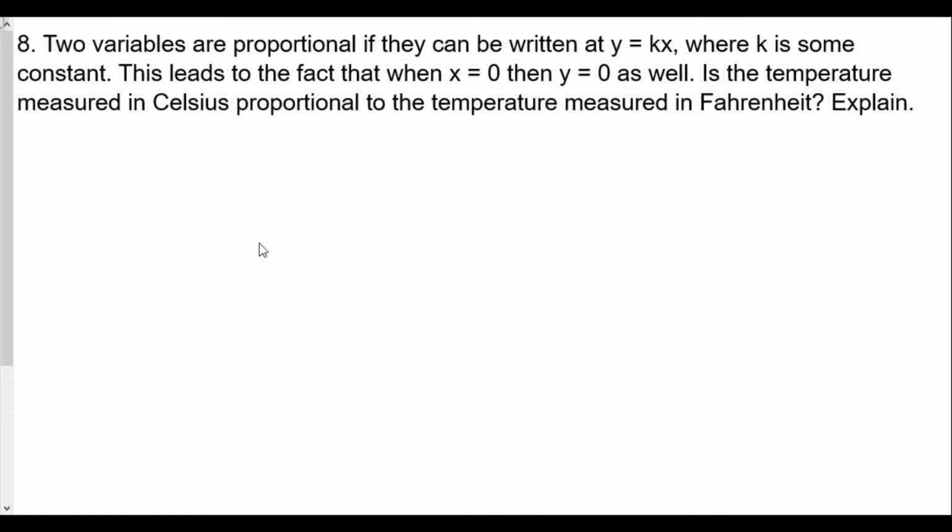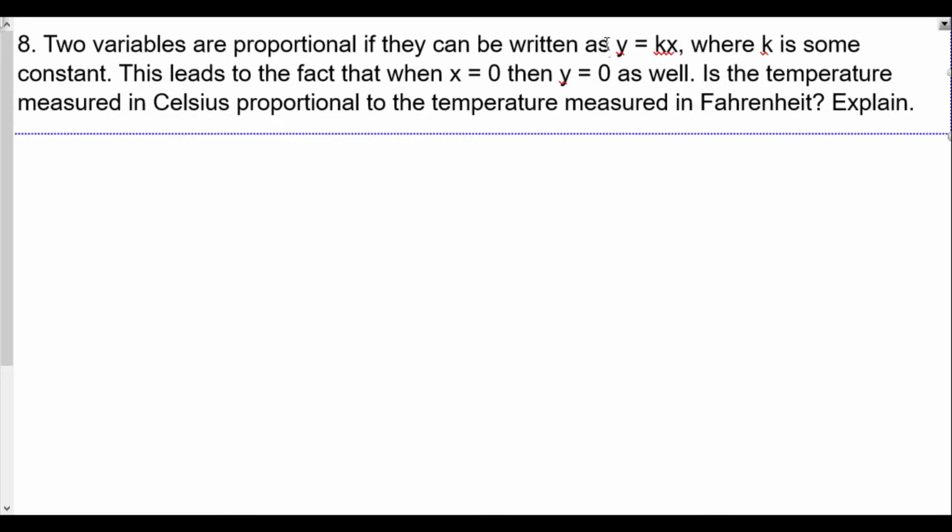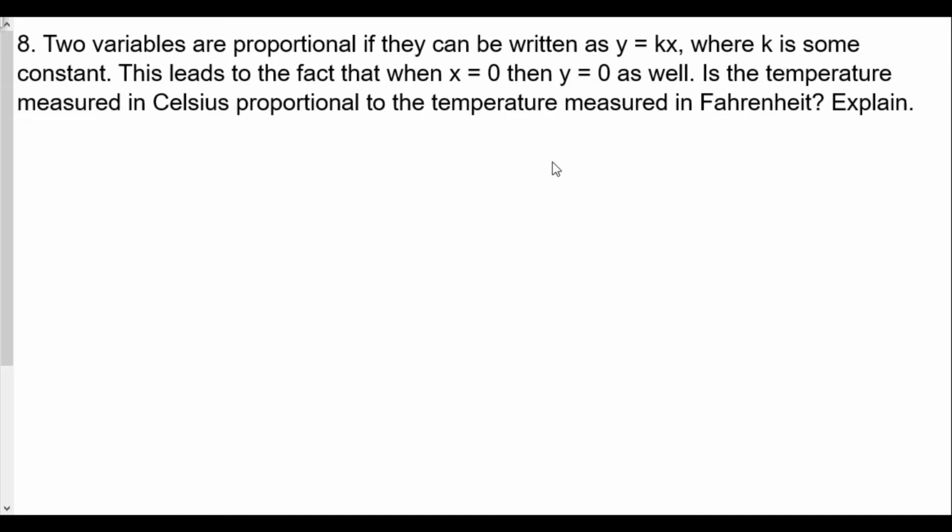Two variables are proportional if they can be written as y equals k times x, where k is some constant. This leads to the fact that when x equals 0, then y equals 0 as well. Is the temperature measured in Celsius proportional to the temperature measured in Fahrenheit? Well, it would make sense that when x equals 0, y equals 0 if they're directly proportional, because 0 times any value is equal to 0. We just can't write it in terms of the constant of variation, which wouldn't even matter in this case. So is the temperature in Celsius proportional to the temperature in Fahrenheit?